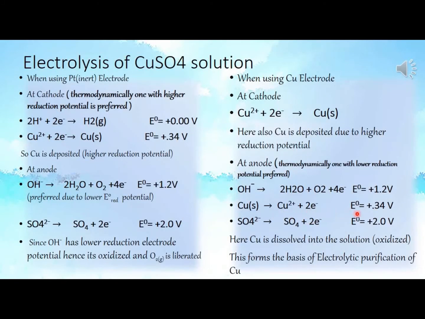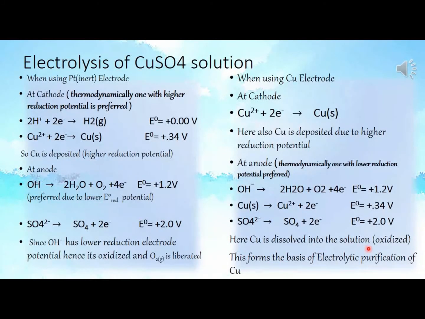As we have already known, if electrodes are not inert, they will participate in the reaction. Also, since copper is getting deposited at cathode, the concentration of Cu2 plus decreases in the electrolyte. So in order to compensate for that, the copper at the anode starts dissolving into the copper sulfate solution.